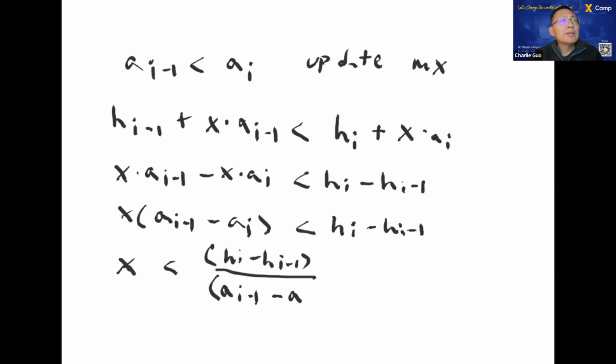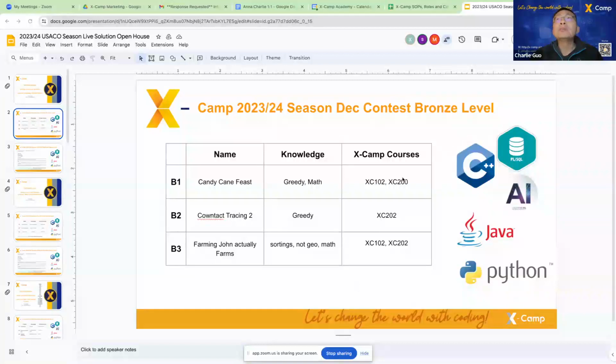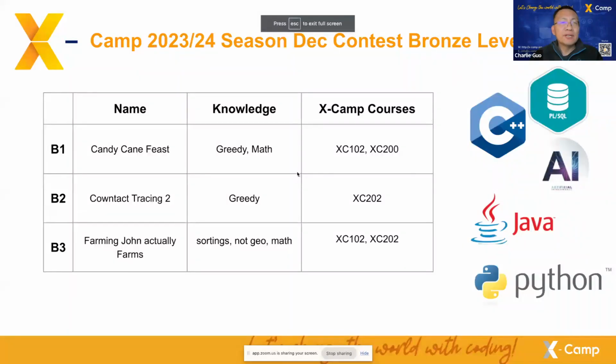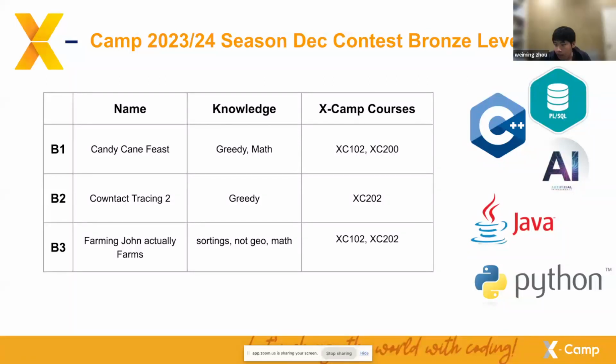Okay, thank you, Weiming. Here we have a summary page I just put into a slide, so it's easier for the students to capture. Maybe how about you give the summary here? Just summarize these three problems. Weiming, can you see my screen? Yeah. Okay, just a quick summary about this problem, the knowledge used, especially the correspondence to the courses in XCamp.